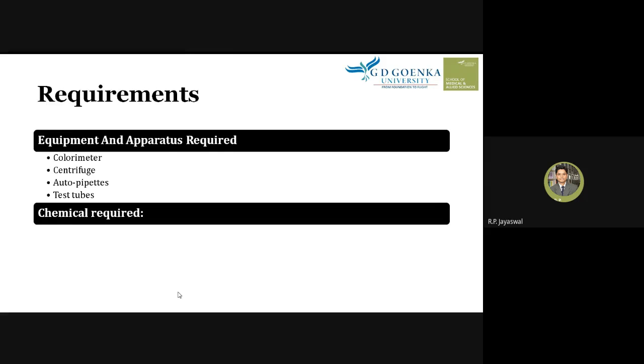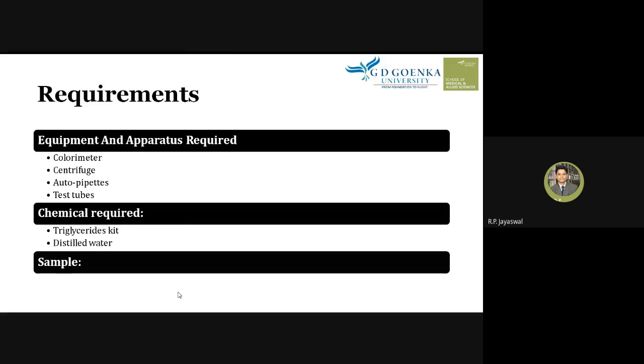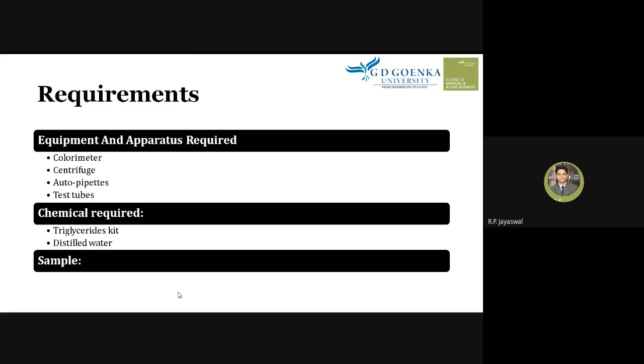What chemicals do you need during the procedure? So we require a triglycerides kit. It's a ready-made kit where we have different enzymes in the reagents, and we require distilled water or blank. Apart from this equipment and chemicals, we need to arrange a sample, the patient sample.